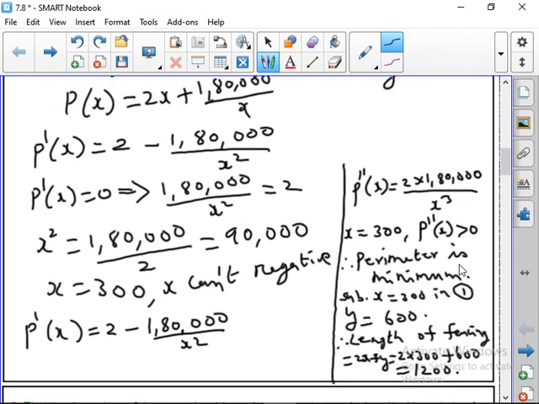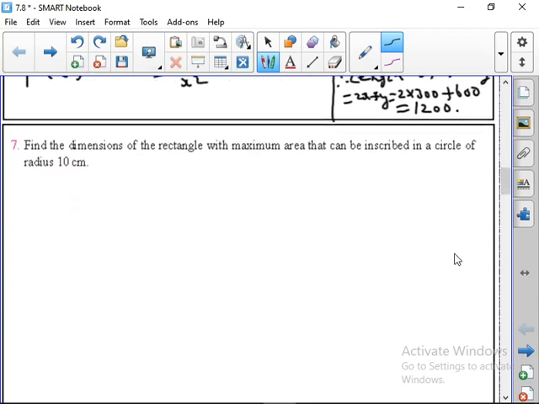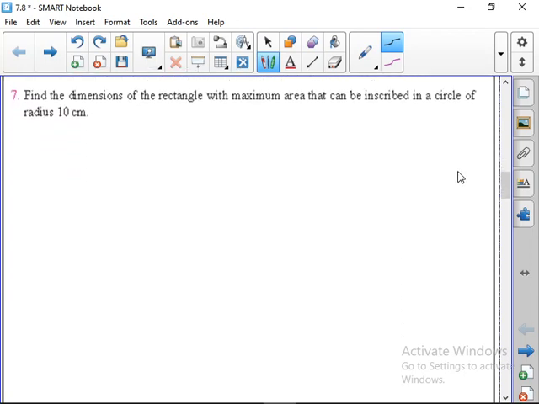Question number 7. Seventh question. Find the dimensions of a rectangle with maximum area that can be inscribed in a circle of radius 10 centimeter. Okay. So a circle.